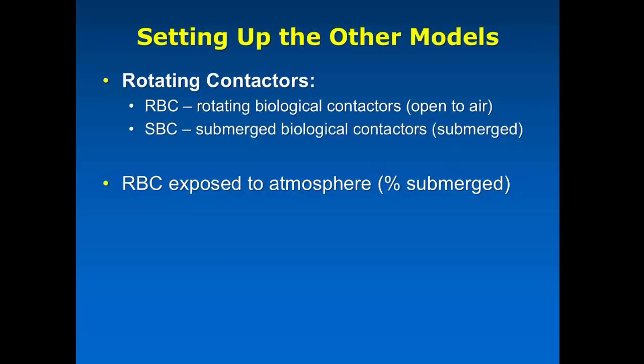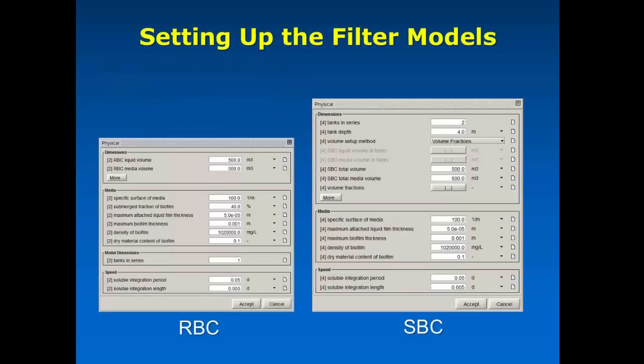The SBC is, of course, different. It's fully submerged, and it has a full diffused aeration model, just as you would find in a completely mixed reactor, and you can specify airflow rate and oxygen transfer efficiency and so on. So just to point out here, these two models essentially work kind of the same way. You can have tanks in series, and you can specify a lot of the details here. But the key thing to put in the RBC is that submerged fraction of the biofilm, which we have set at 40% by default.